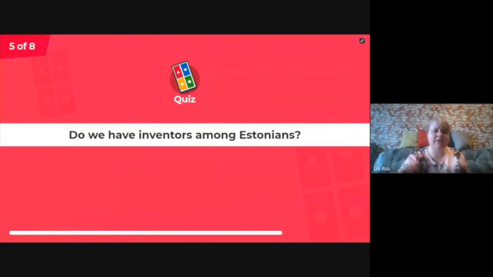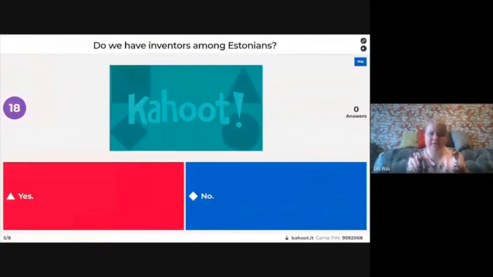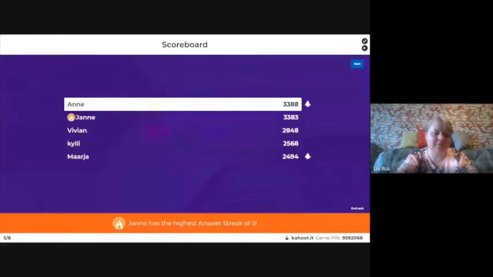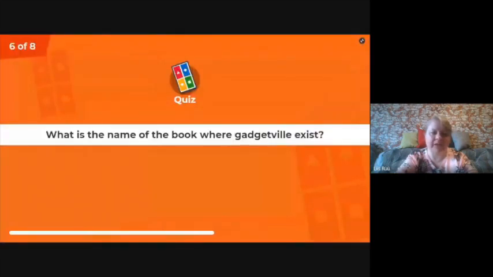Do we have inventors among Estonians? Now we can see how positive people you are. Do you think it's true or not? Yes, we have inventors among Estonians. They have invented or created Skype and the ME3 diary product, and also they have made the Estonian piano and many other things. What is the name of the book where Gadget Will exists?